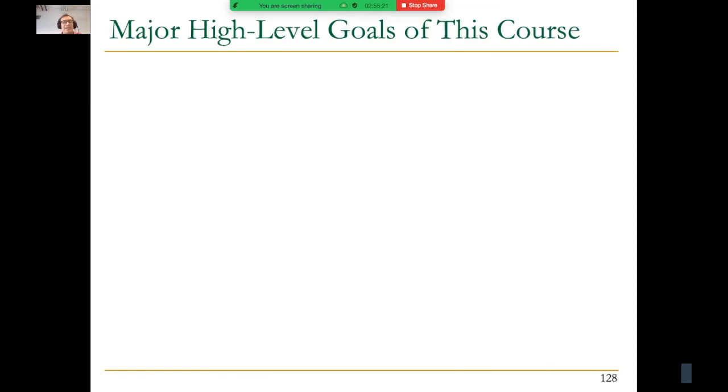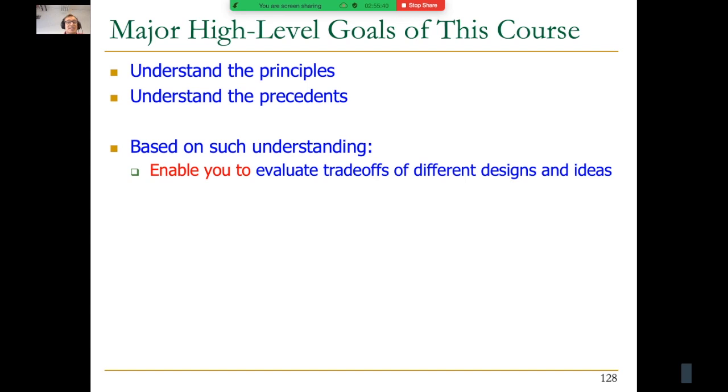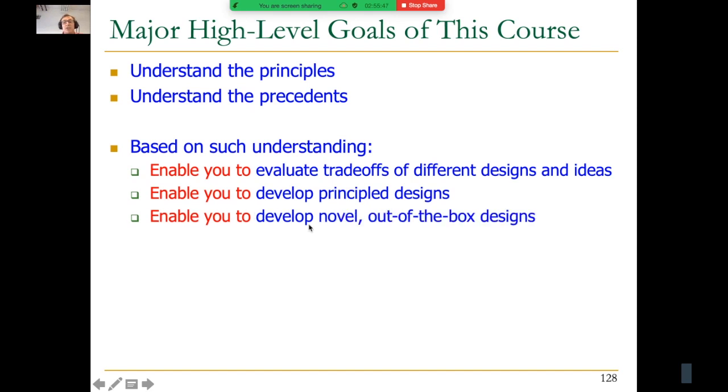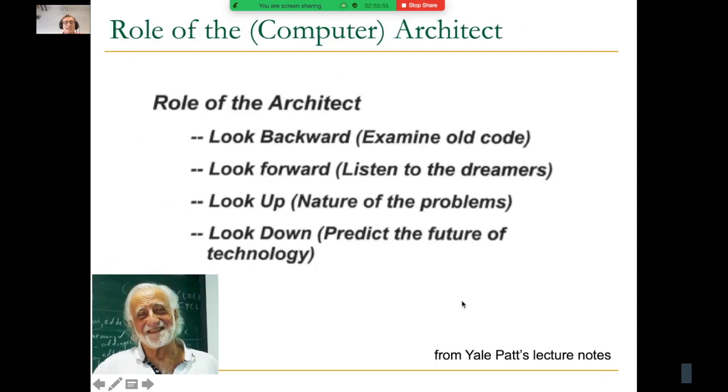Okay, so let's get to the high-level goals of this course. Basically, we would like to understand the principles and the precedents in this course as much as possible. Architecture is a very wide area, especially if you expand it the way I expanded it. So we'll cover examples, of course. We won't be able to cover everything comprehensively, but hopefully we'll cover important examples that would be useful. And hopefully based on such understanding, this will enable you to evaluate trade-offs of different designs and ideas, enable you to develop principled designs, enable you to develop hopefully novel out-of-the-box designs. And the focus is on principles, precedents, and how to use them for new designs in computer architecture.